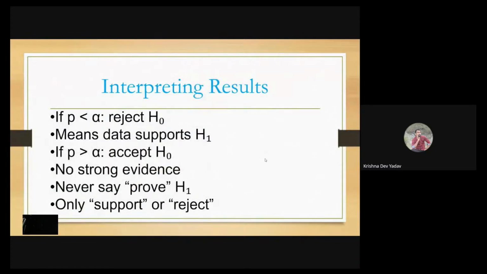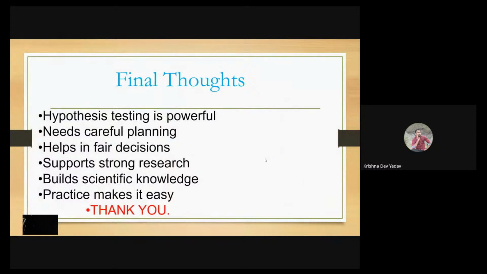Another is interpreting results. How do we interpret the results? If p is less than alpha, we reject H naught. That means our data supports the idea that something is happening, that is H1. It supports H sub 1. But if p is greater than alpha, we accept H naught. It means we don't have strong evidence. We never say we proved H sub 1, only that we found support for it. We can interpret like this.